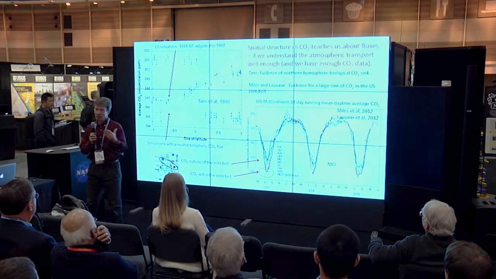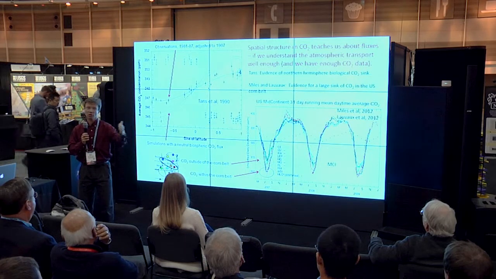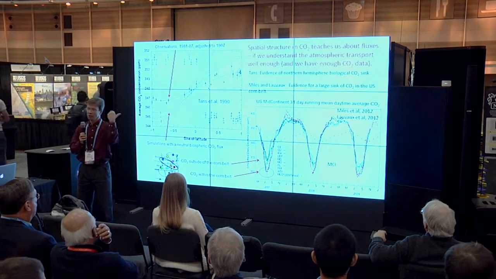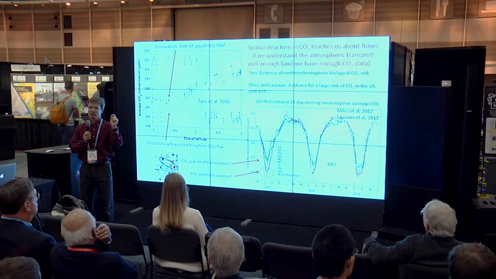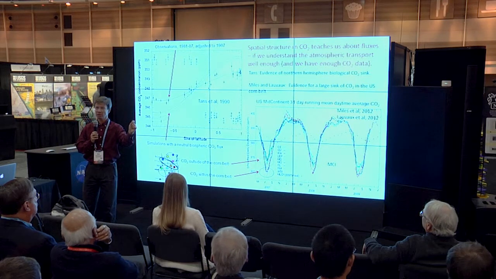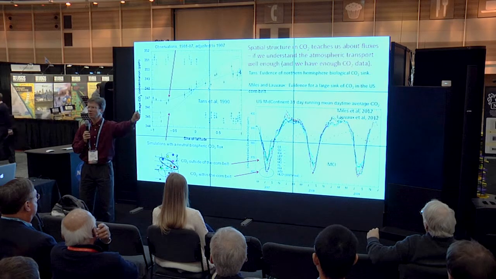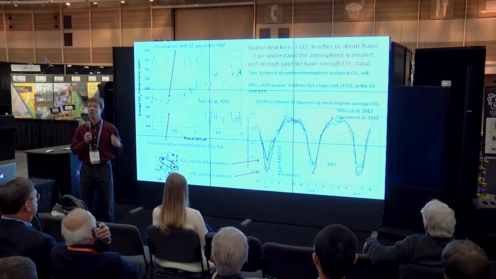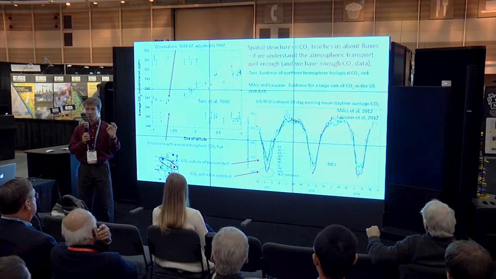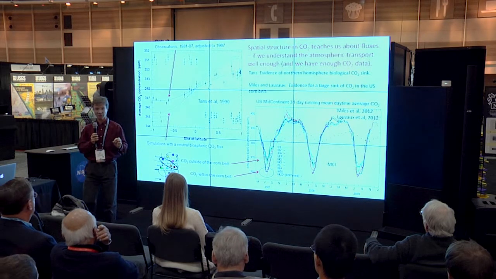If you know something about the spatial structure of the greenhouse gases, or to go back to the coffee cup, if I could measure the creaminess at one point and the creaminess at another point, the difference would tell me something about where the cream is coming from and maybe what its source strength is. So this is what we try to do with greenhouse gases in the atmosphere.